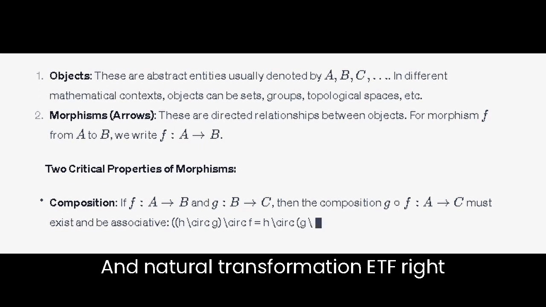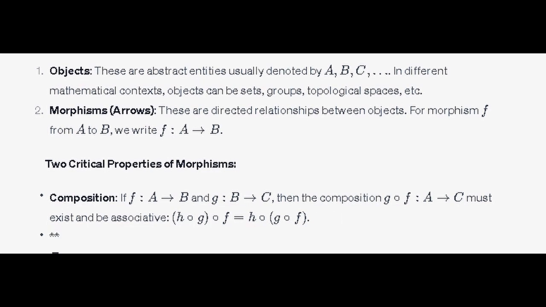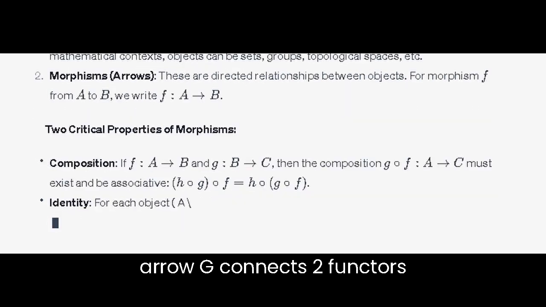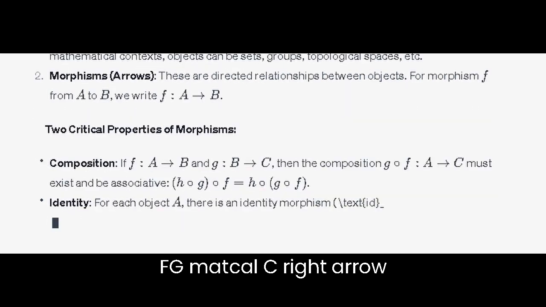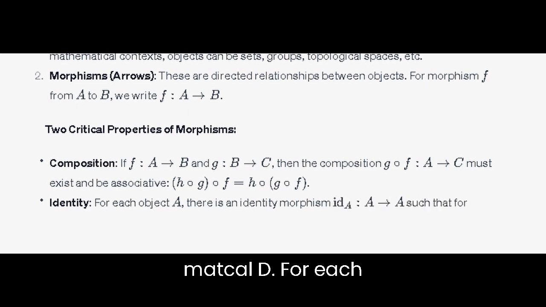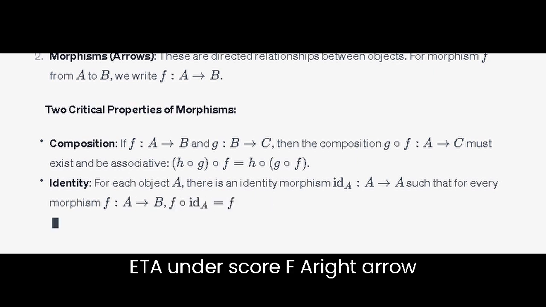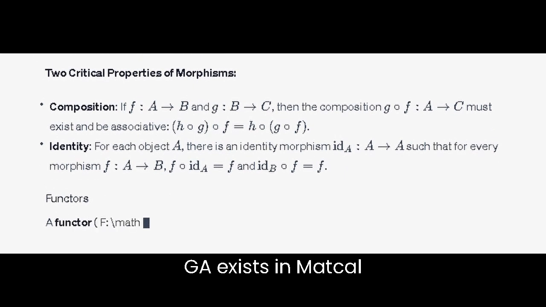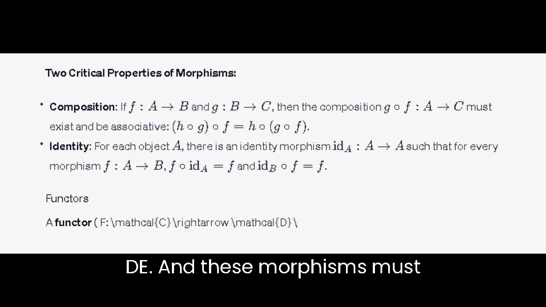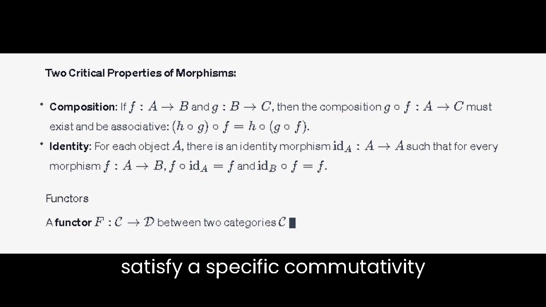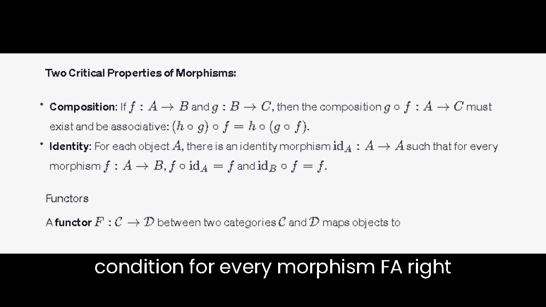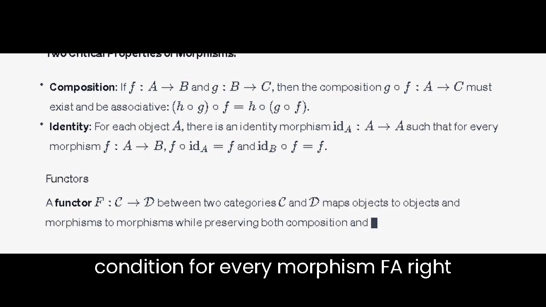A natural transformation η: F → G connects two functors F, G: \mathcal{C} → \mathcal{D}. For each object A in \mathcal{C}, a corresponding morphism η_A: F(A) → G(A) exists in \mathcal{D}. And these morphisms must satisfy a specific commutativity condition for every morphism f: A → B in \mathcal{C}.